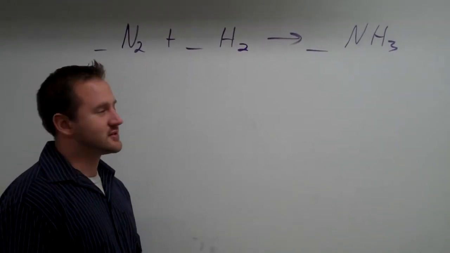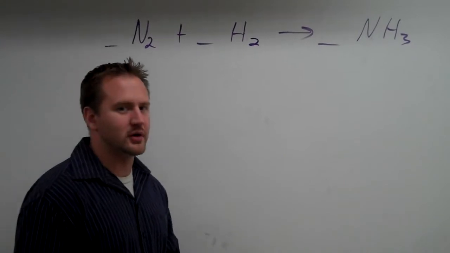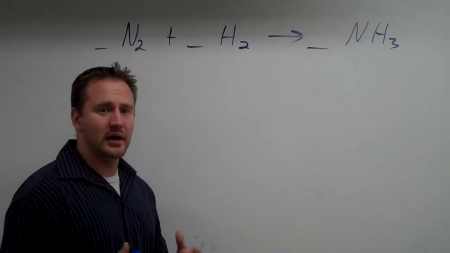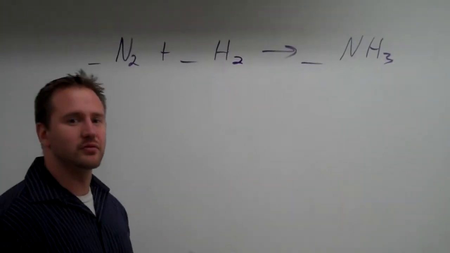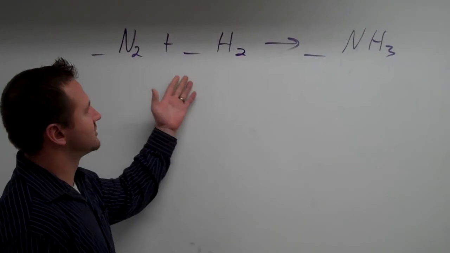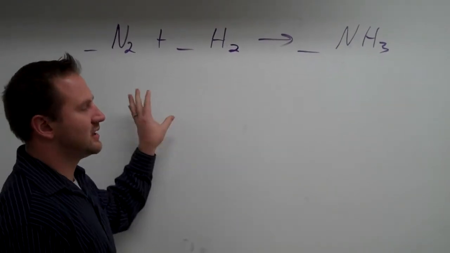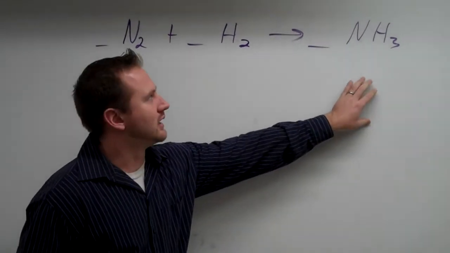So today we're going to be balancing chemical equations. And when we balance chemical equations, we demonstrate the law of conservation of mass, which says that matter cannot be created or destroyed. And in a chemical reaction, what you really have is a rearrangement of atoms. So what we can do is use coefficients to make it so that we have the same number of atoms before the reaction as we do after the reaction.